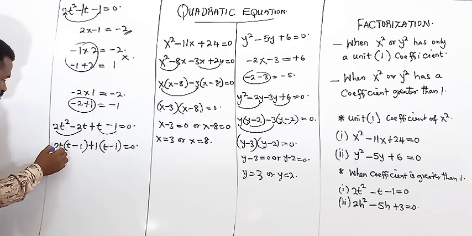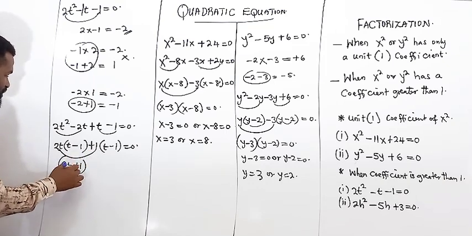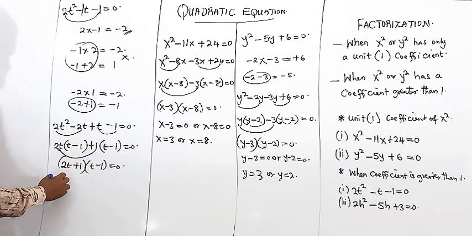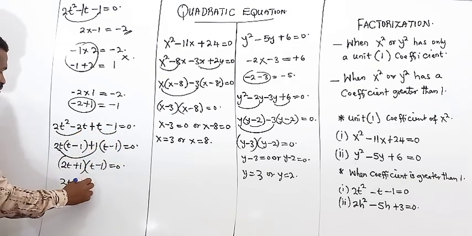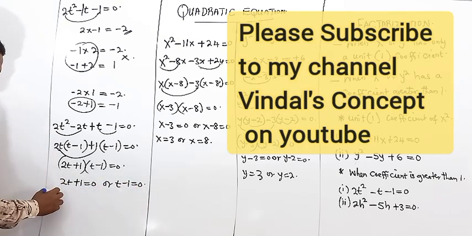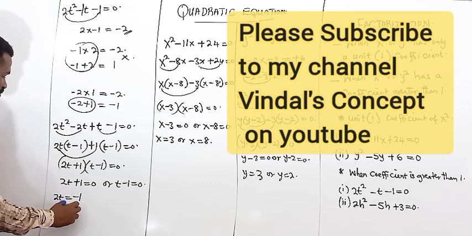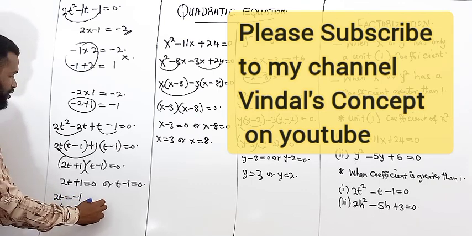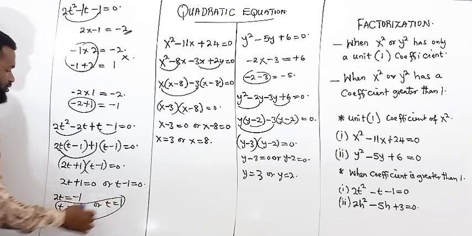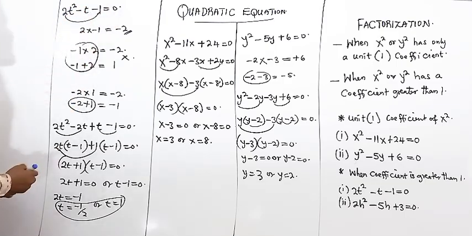So I'm going to take 2t and 1. I'm having 2t plus 1 in bracket and t minus 1 in bracket. Therefore, I have 2t plus 1 equal to 0 or t minus 1 equal to 0. So 2t is equal to minus 1, t is equal to minus 1 over 2, or t is equal to 1. These are the two values of t that will make this expression equal to 0.